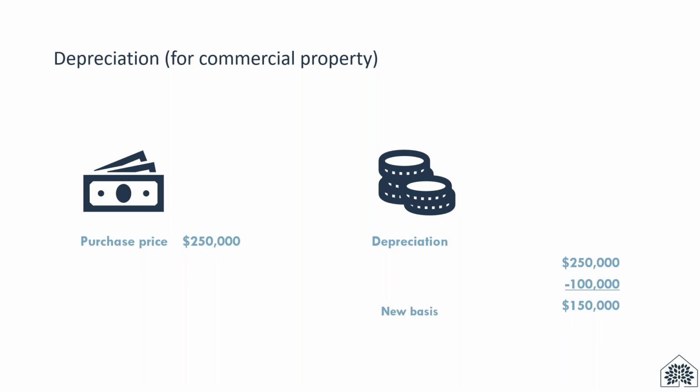So if over the years you have taken $100,000 in depreciation deductions on this $250,000 property, then you'll end up with a $150,000 basis and a higher tax when you sell it.